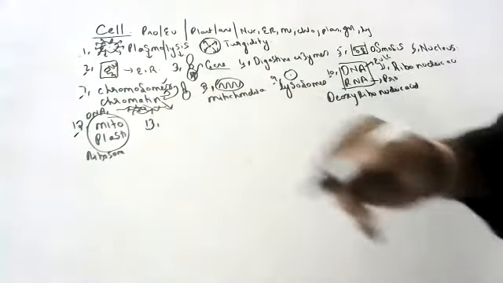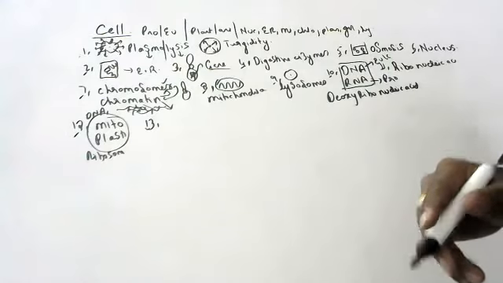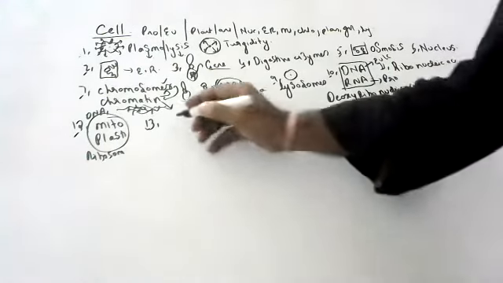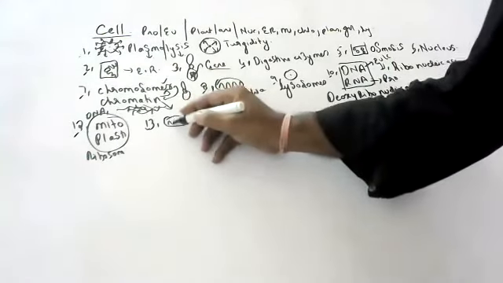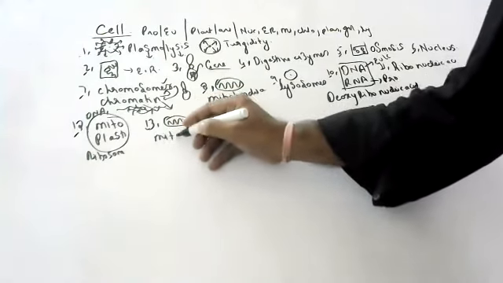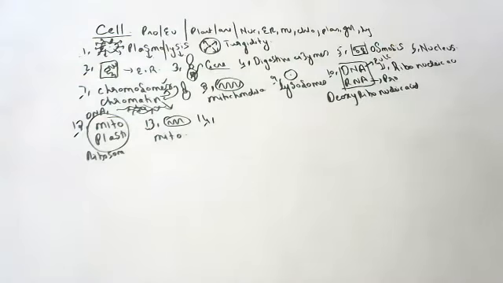Okay? Next one, the 13th one. Which cell organelle is responsible for release of energy in the form of ATP? Mitochondria. Next question, children. What are chromosomes made up of?